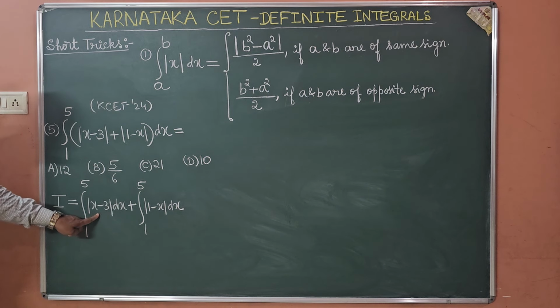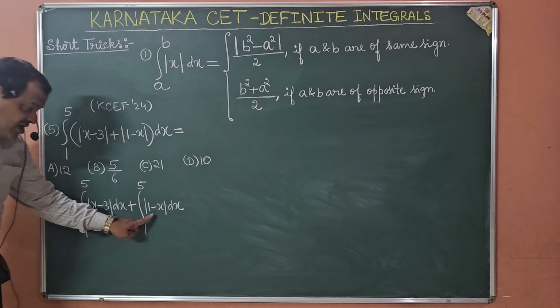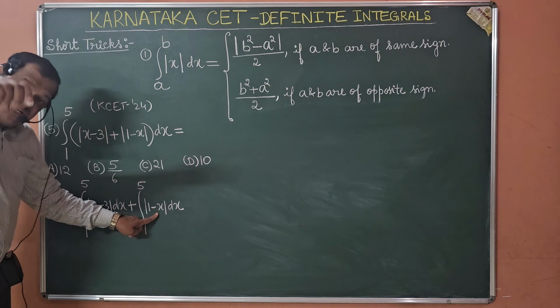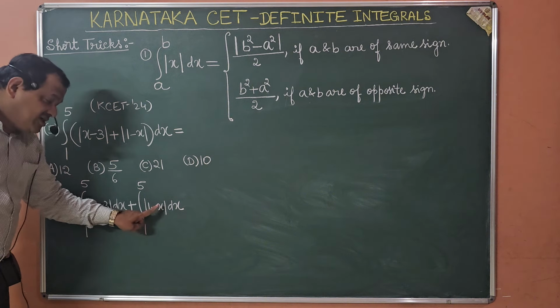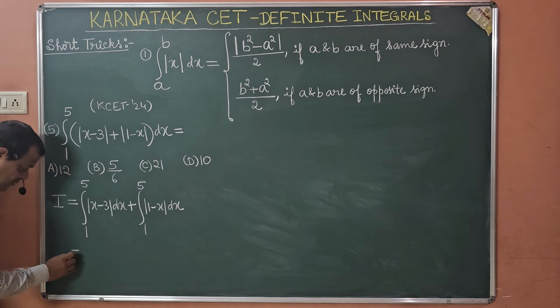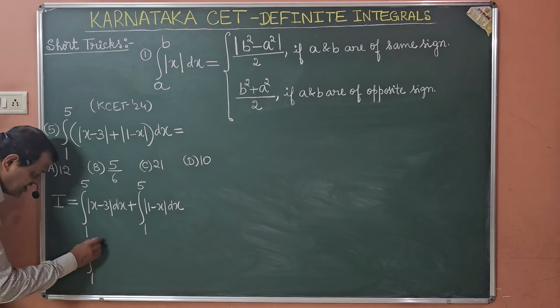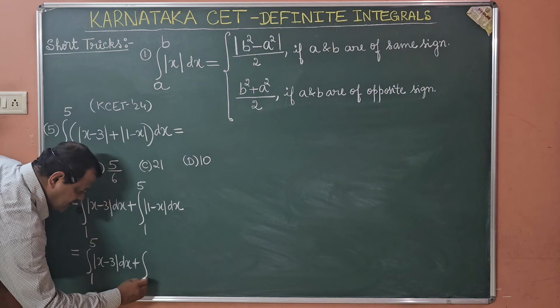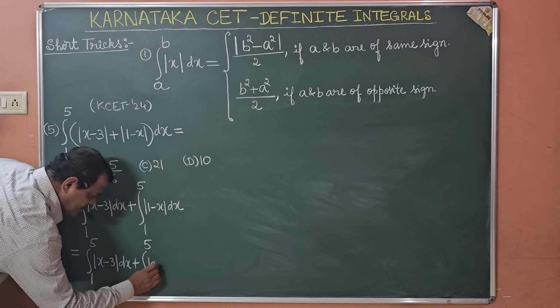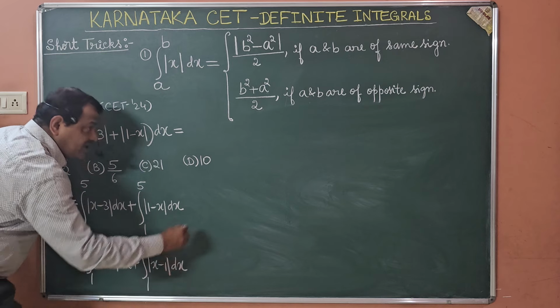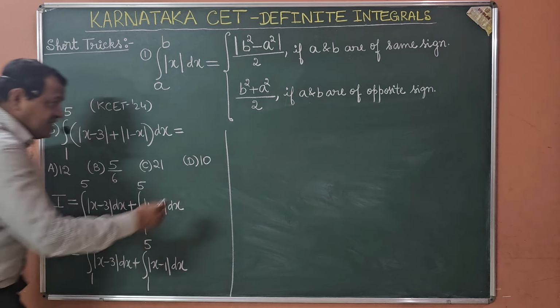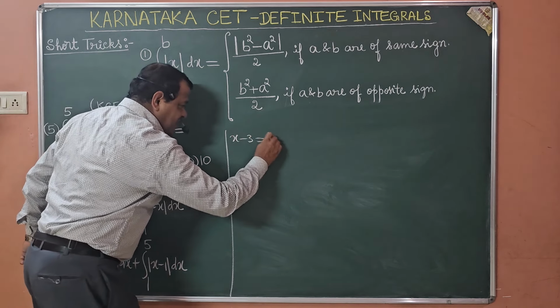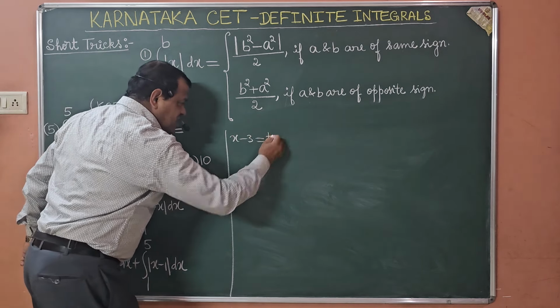Now in the first one we have x minus 3. That we put as a small letter t. But here we have mod of 1 minus x. You know, since there is modulus, mod of 1 minus x is the same as mod of x minus 1. Therefore I will rewrite this as first one same, integration from 1 to 5 mod of x minus 3 dx, and this is integration from 1 to 5 mod of x minus 1 dx. So in the first integral, we put x minus 3 is t. If x minus 3 is t, you know dx is dt. And at the same time, limits will change.